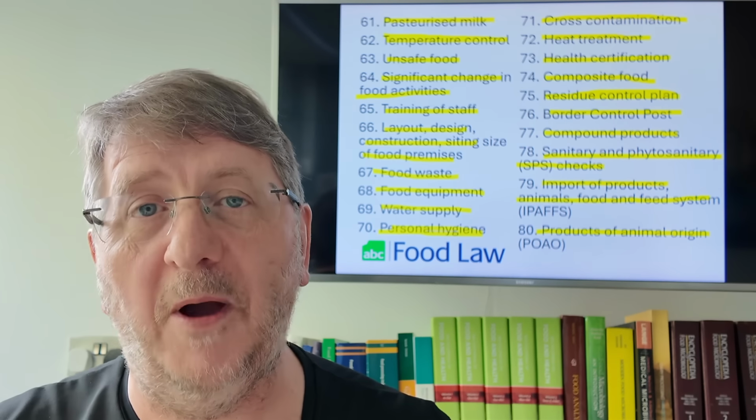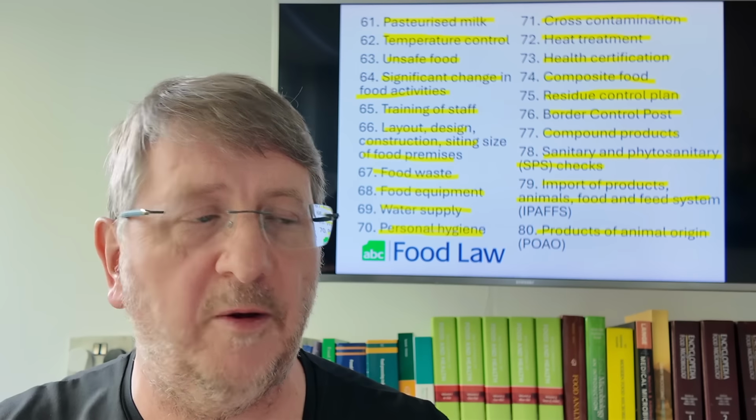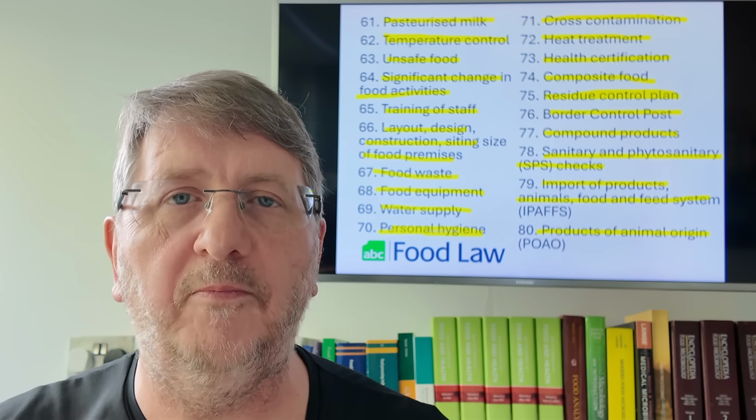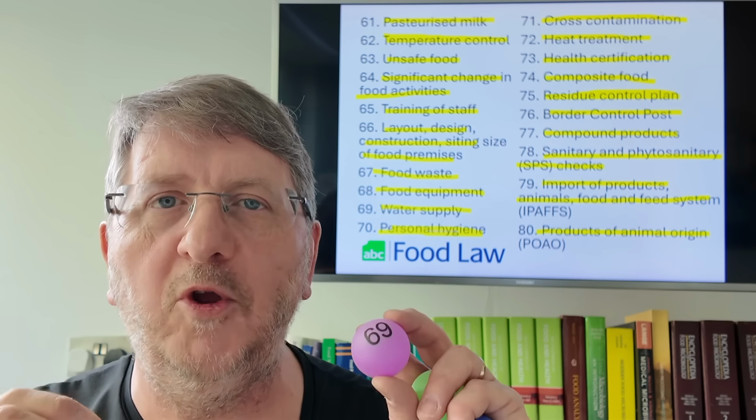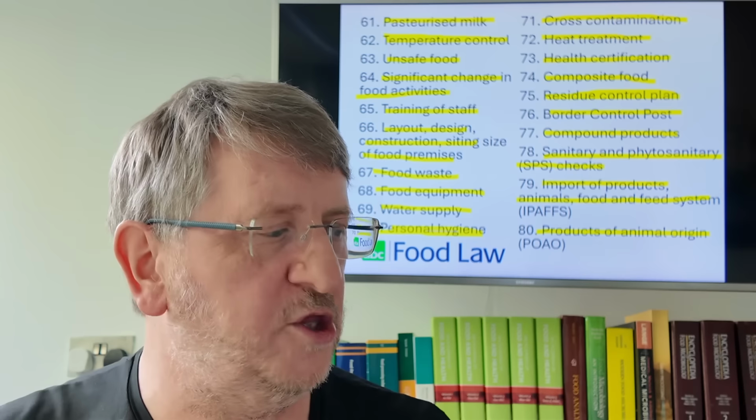We then have number 69, and number 69 is water supply. Water has to be potable. If you're spraying it on your crops or your lettuces, or you're using it in a food business, it must be potable. In other words, ready to drink. It's a food hygiene issue.